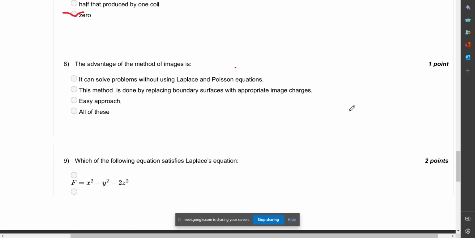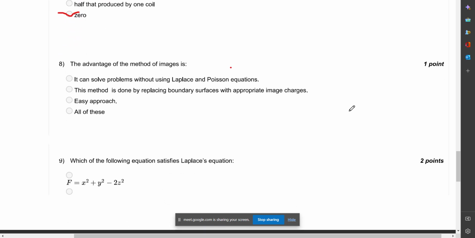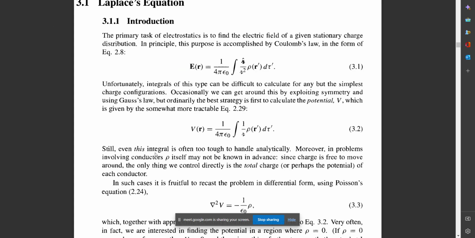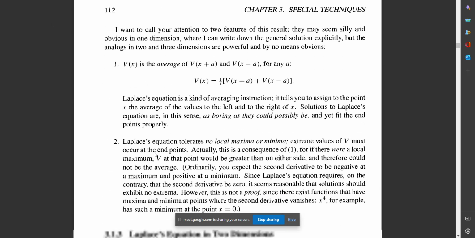Okay, now let's go ahead. Question number 8. Advantage of method of images is... So what is method of images? What is method of images? No one? Okay, all right, let's go and check out the book.